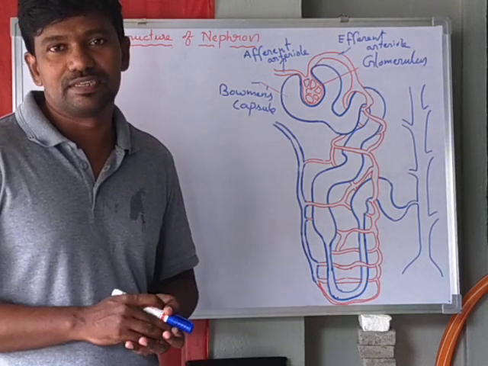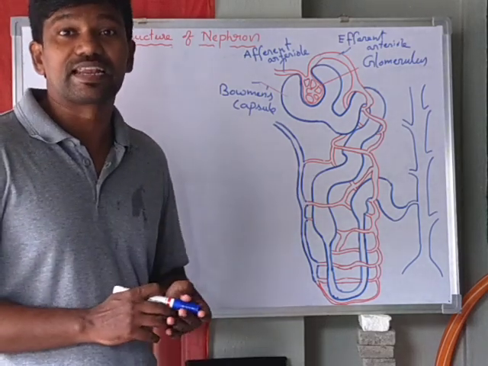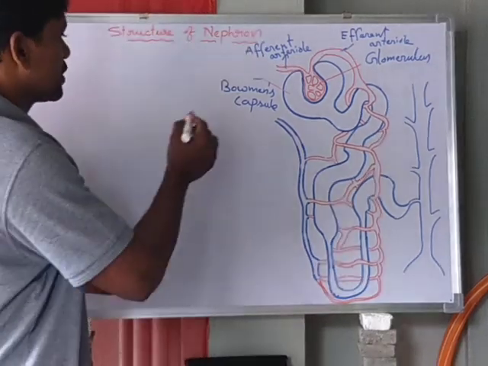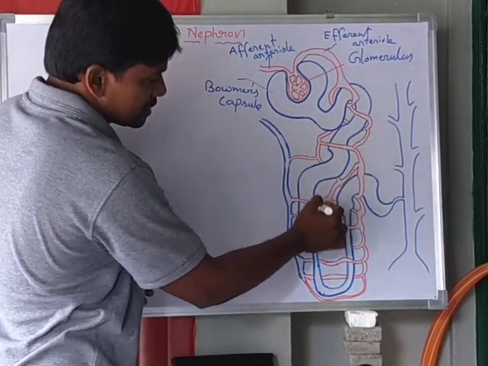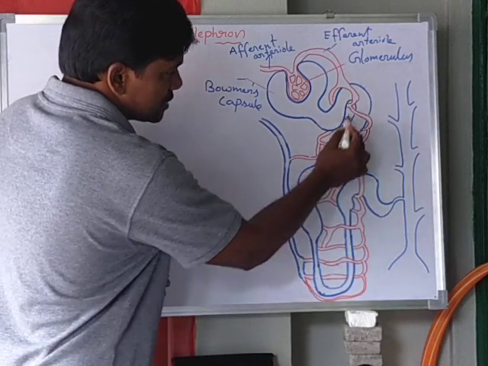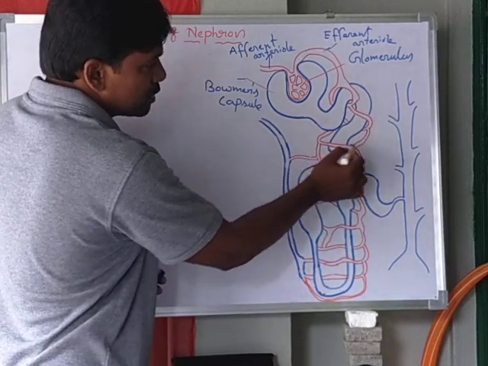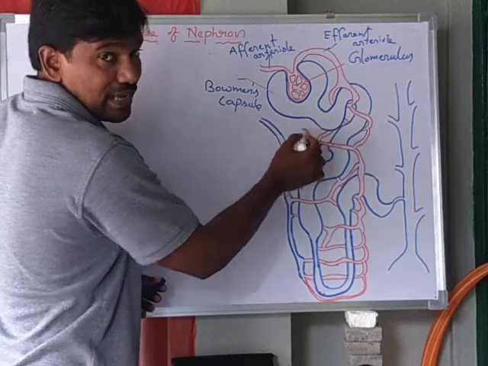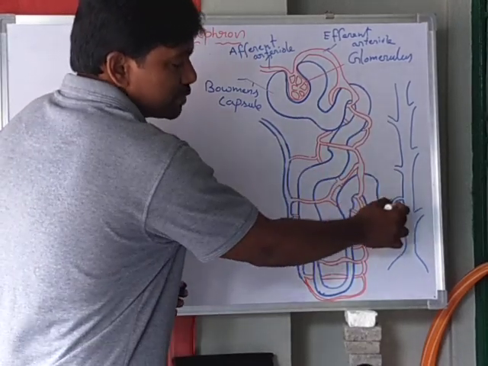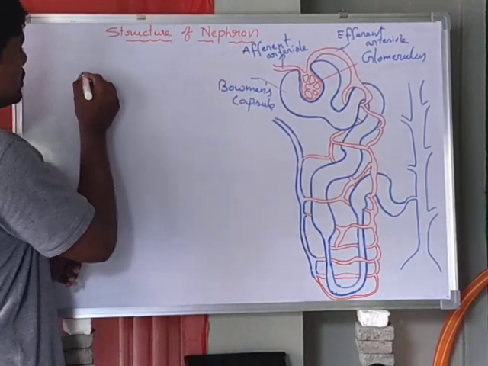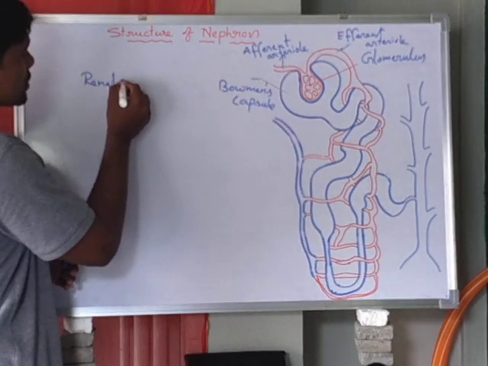The second part of the nephron is the renal tubule. If we see the diagram, this is the renal tubule. The renal tubule arises from the Bowman capsule. The Bowman capsule continues as the renal tubule.